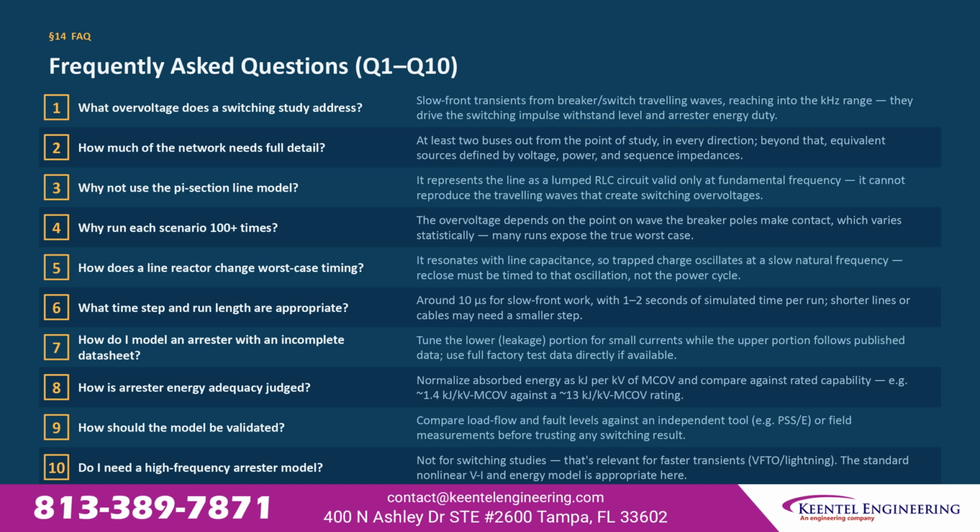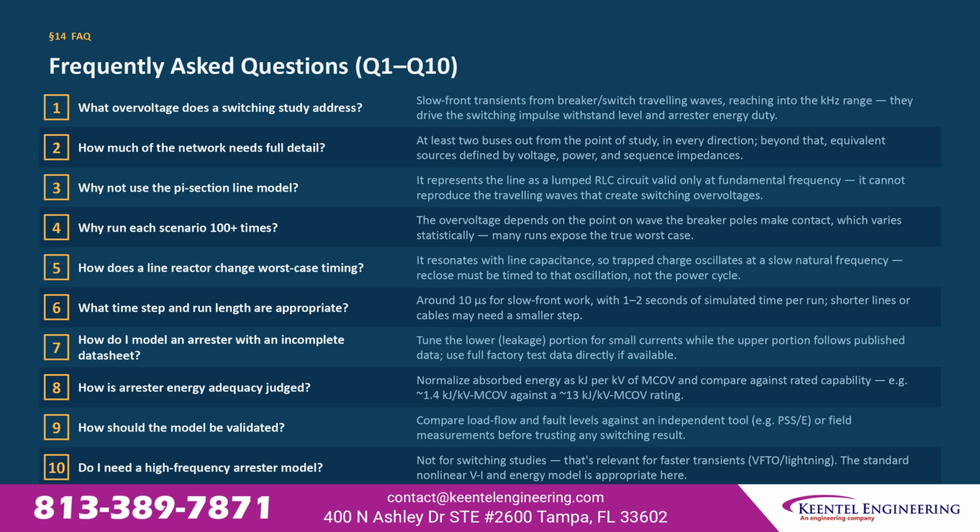How much of the network needs full detail? At least 2 buses out from the point of study in every direction. Beyond that, the network is reduced to equivalent sources defined by voltage, power, and sequence impedances. Why is the PI section line model not acceptable? It is a lumped RLC circuit valid only at fundamental frequency and cannot reproduce the traveling waves that create switching overvoltages.